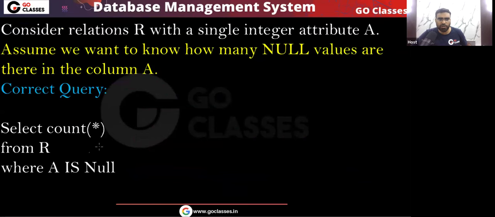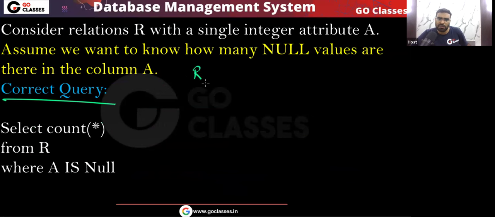So what you can do? This query is fine: IS NULL. This is the correct query. I hope you understood. This query will give you how many null values are there in the column A. From the table R, how many tuples have a null value in the column A? That will be your answer.